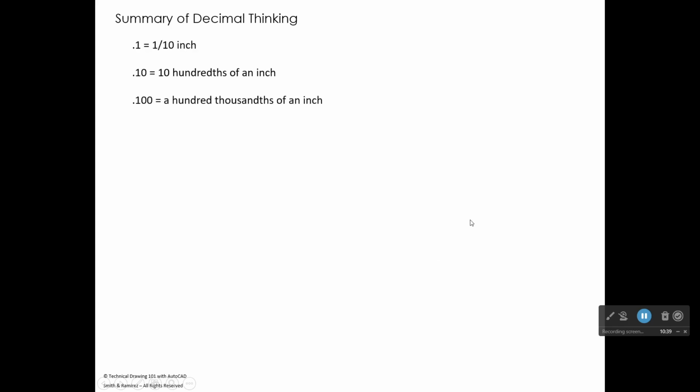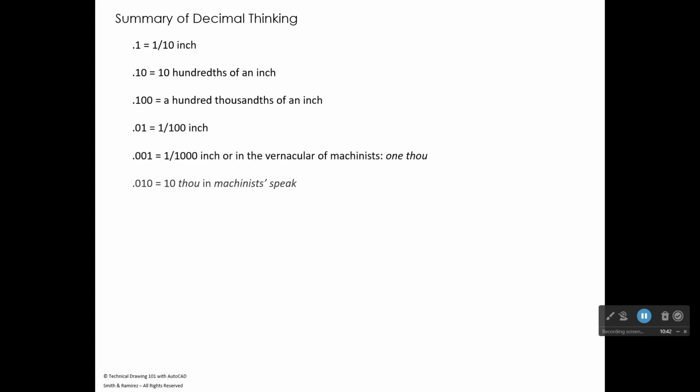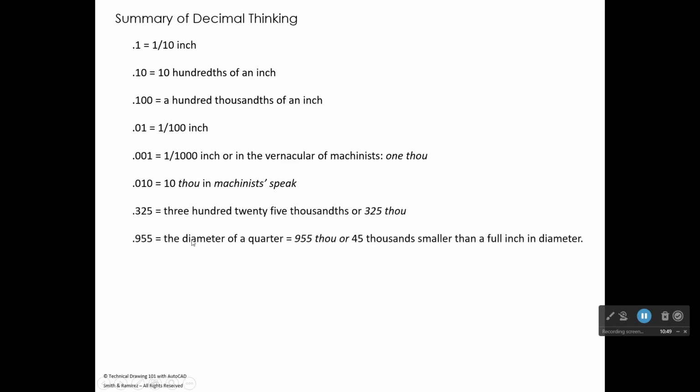But I wanted to point out a couple of things in this slide right here. Things I've already said, but then I've got a couple of different things I want to point out to you. Right here, the diameter of a quarter is 0.955 inches. So we would say that that's 955 thou, which is 45 thousandths smaller than a full 1 inch in diameter. So the diameter of a quarter is a little bit smaller, 45 thousandths of an inch smaller than a full inch. Okay, just to give you an idea.